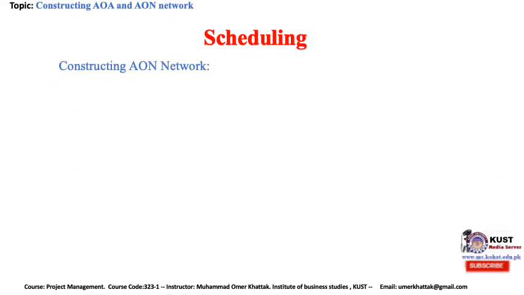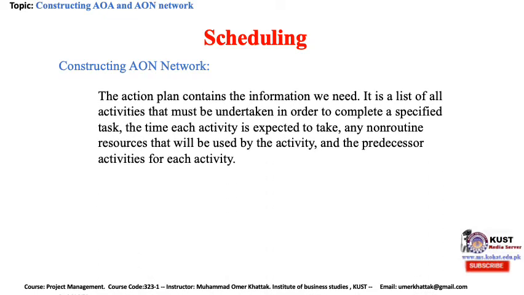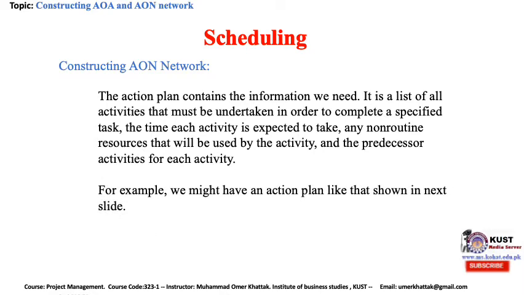Constructing AON network, activity on node. The action plan contains the information we need. It is a list of all activities that must be undertaken in order to complete a specified task, the time each activity is expected to take, any non-routine resources that will be used by the activity, and the predecessor activity for each activity. For example, we might have an action plan like that shown in the next slide.